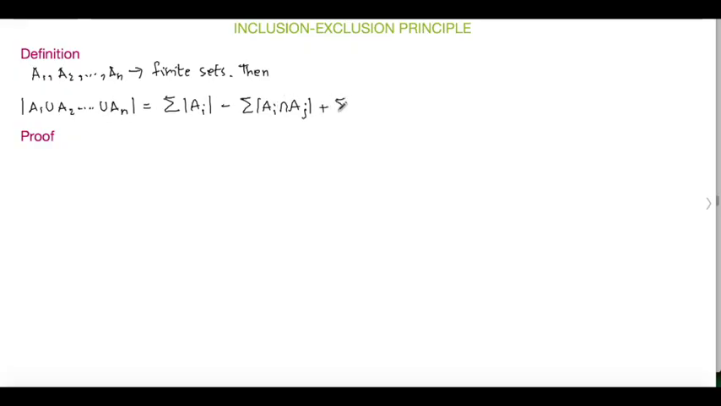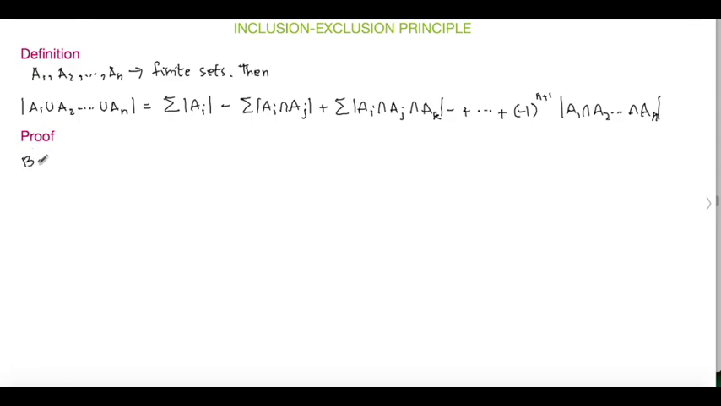Then plus the sum of the cardinalities of AI intersection AJ intersection AK. Then we have minus, then plus, and the last one is minus 1 to the n plus 1 times the cardinality of the intersection of all of them. Okay, so this is the inclusion-exclusion principle, and now let's prove it using mathematical induction.